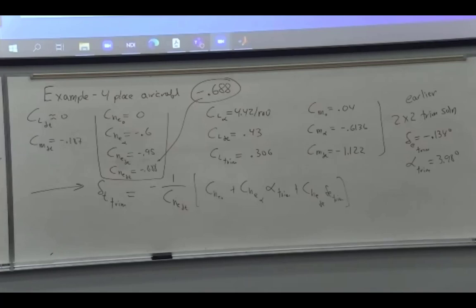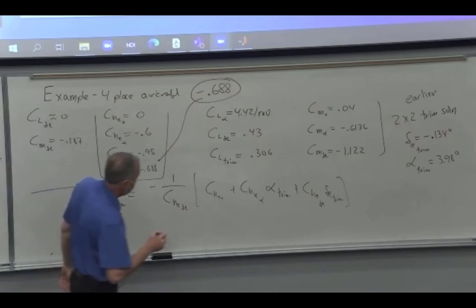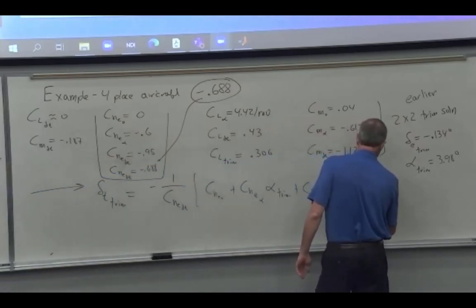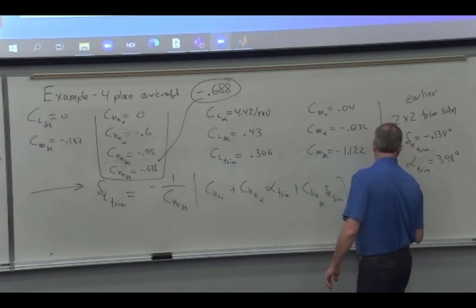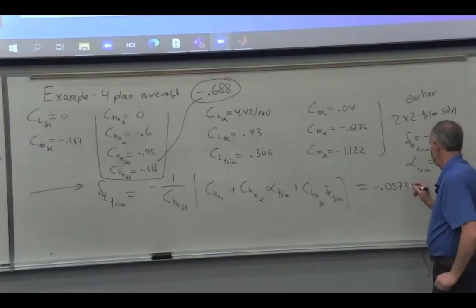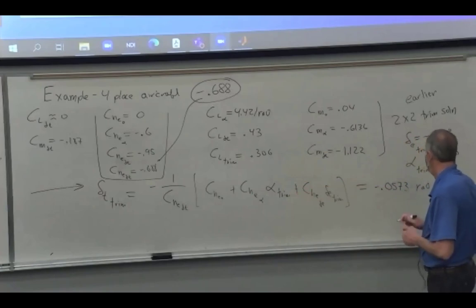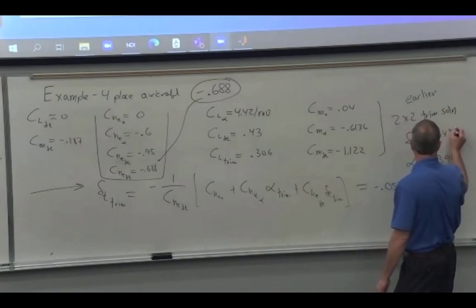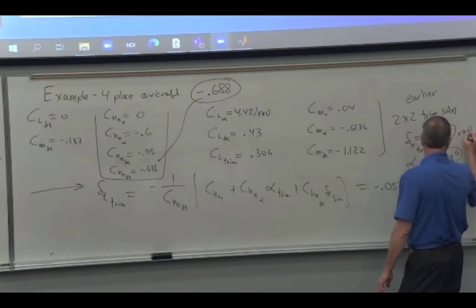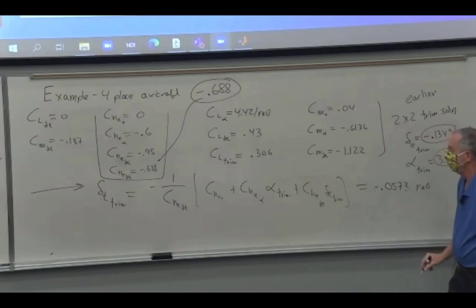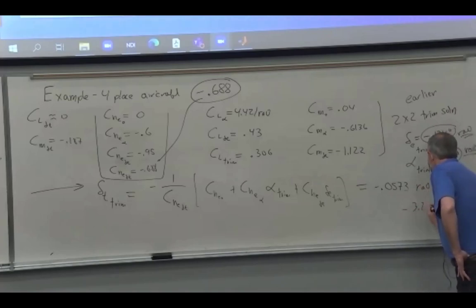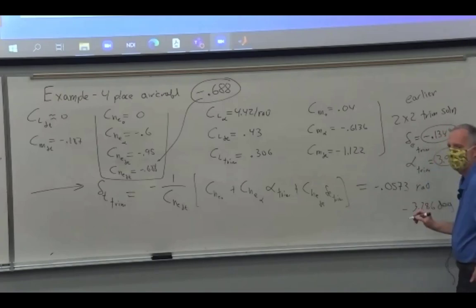Anybody brave enough to give us an answer for this? What you got? Minus 0.0573. And what are the units? Right, because all this stuff is per radian, so we should get radians out of it, right? And then what's that in degrees? By the way, you had to convert this to radians, right? So always track the units through. What is that in degrees? Minus 3.286. Did I get that right?